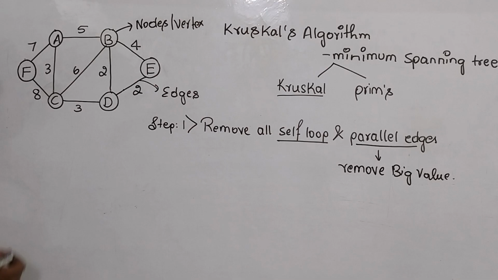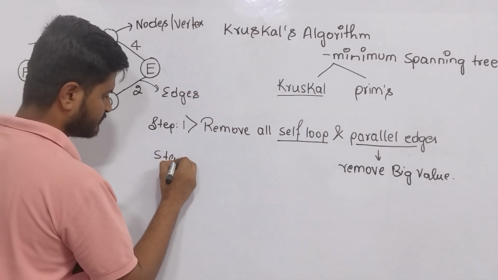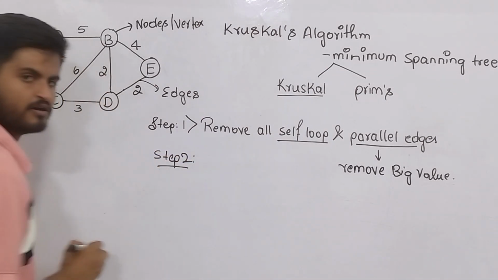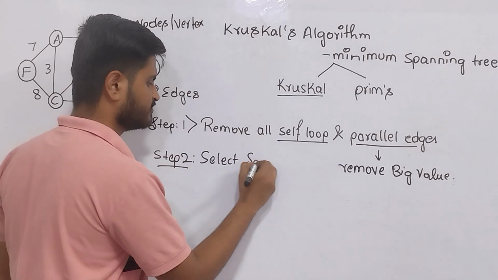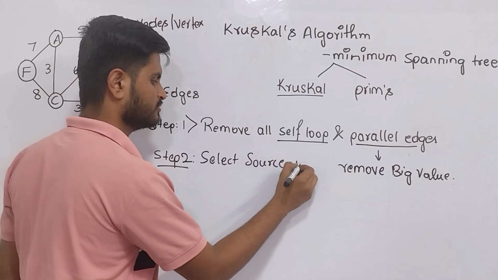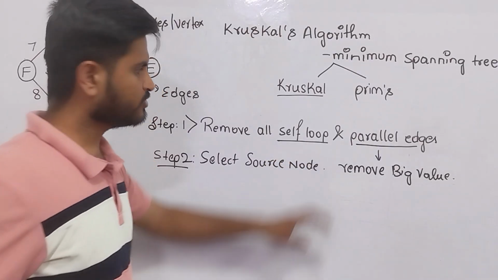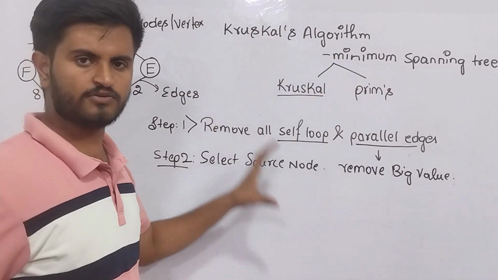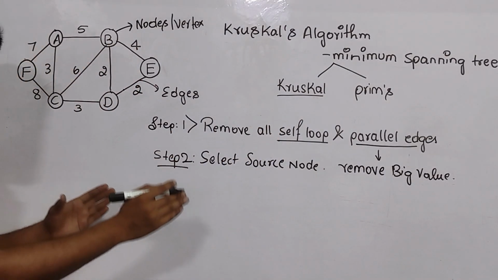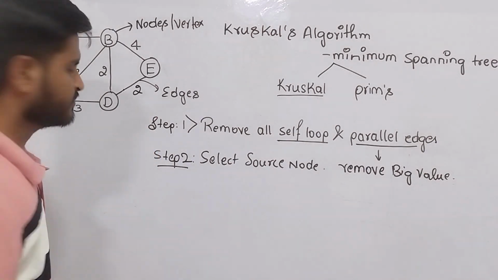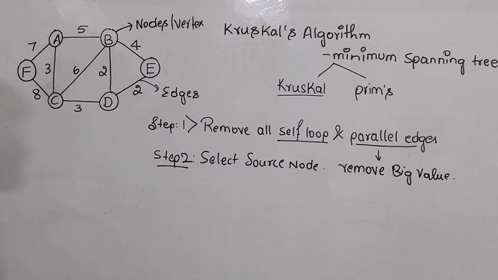Step 2 will be solving the problem. In step number 2, we will select the source node. In examinations, write this theory also, so that you will get full marks, since you are writing the theory and also solving the problem. Now, to select the source, any node can be selected as the source node. For reference, let's select F as the source node.